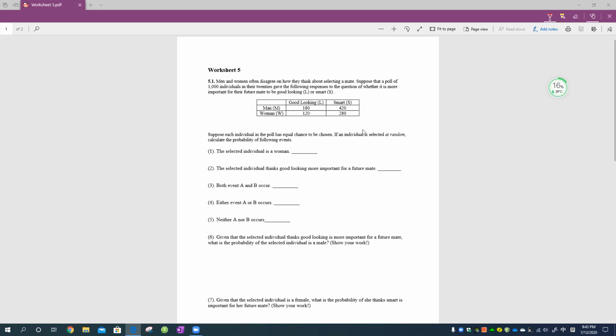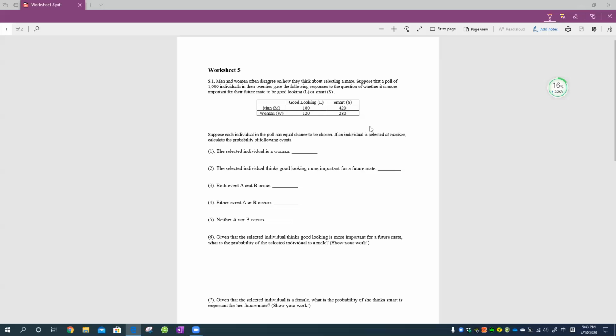Long time. So now let's look at 5.1. Men and women often disagree on how they think about selecting a mate. Suppose that a pool of 1,000 individuals in their 20s gave the following responses to the question of whether it is more important for their future mate to be good looking or smart. So this is very similar to one example question from the PowerPoint slides.